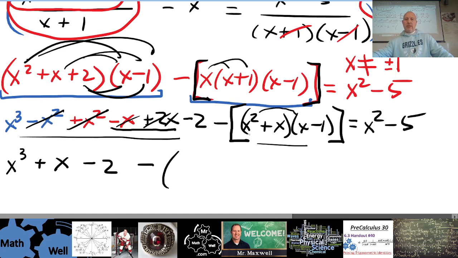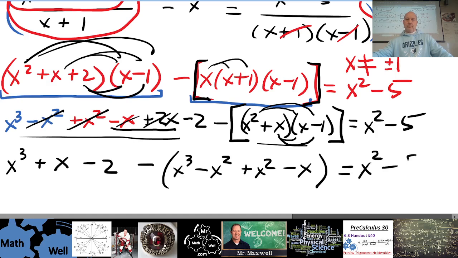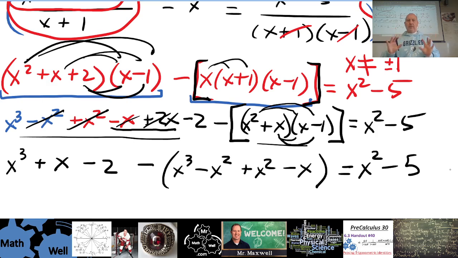Well, x squared times x is x cubed. X squared times minus 1 is minus x squared. And then I have x times x is plus x squared. And x times negative 1 is minus x. Okay, so I'm just kind of simplifying little things at a time.